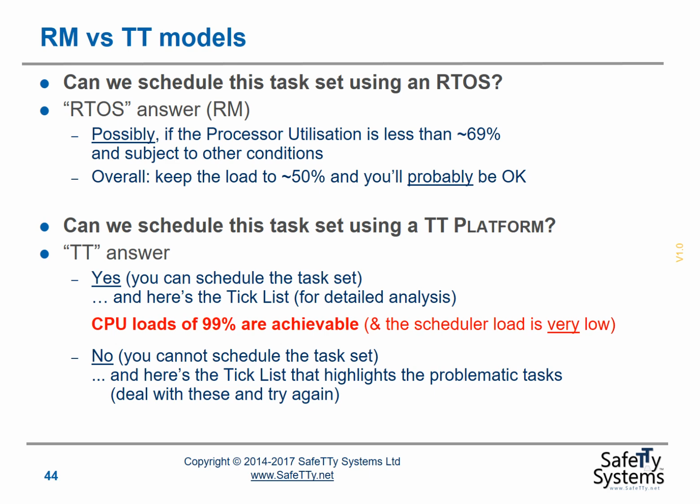The answer will come back from the schedulability test that we've discussed earlier in this course. Either we'll be told, yep, you can schedule this task set and here's a tick list for detailed analysis, or you'll get the answer back, no, you cannot schedule the task set, and here's a tick list that highlights the problematic tasks. So if you find you've got some tasks that have a long worst case execution time and they're making it impossible to schedule the task set, you may be able to revise these tasks and try the schedulability test again.